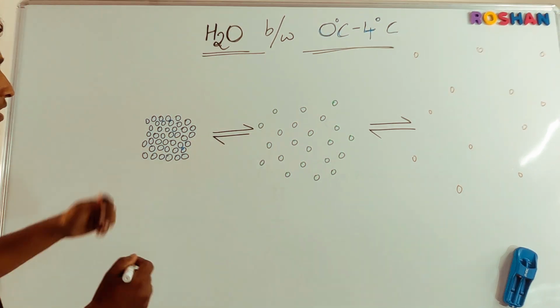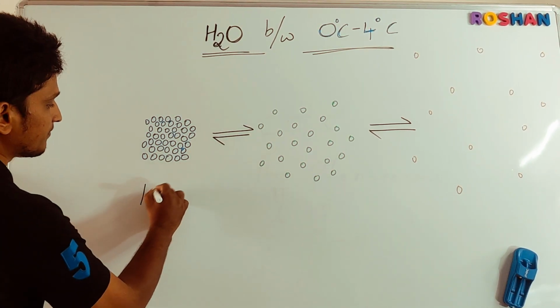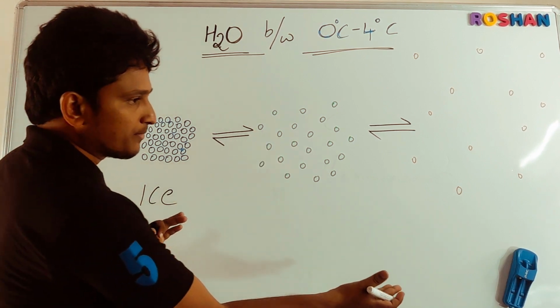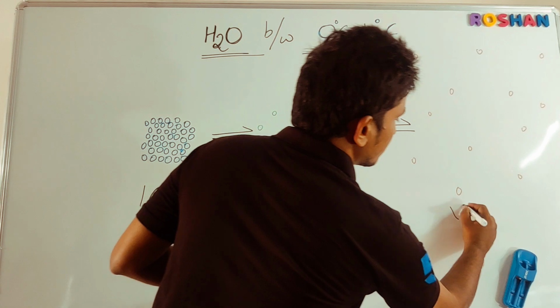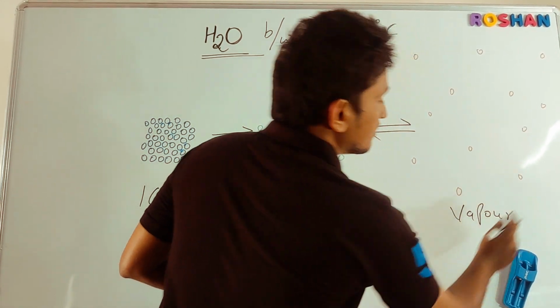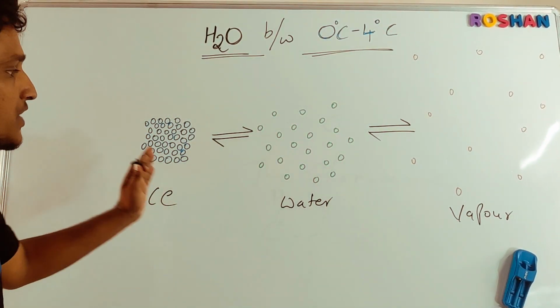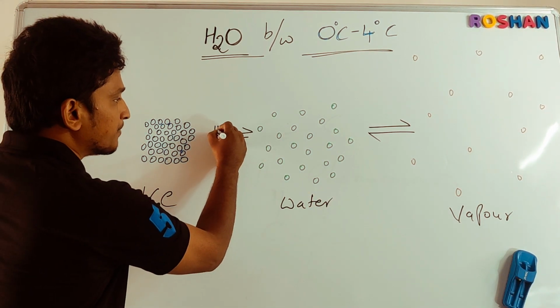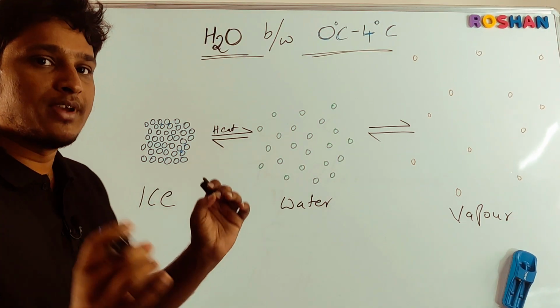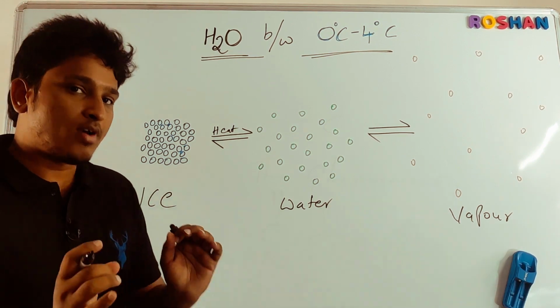So let's say this is a solid form of water, which is called ice. This is a liquid form, which is water, and this is the gas, which is called vapor. So how does ice change into liquid water? When we provide the temperature. That means when we heat this ice, what happens, students?